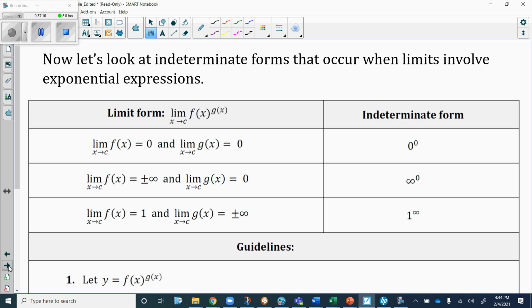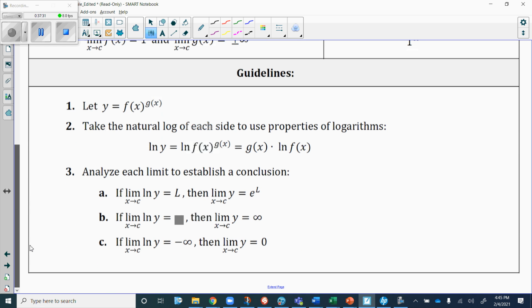So now we're going to be taking a look at the last 3 types of indeterminate forms: 0 to the 0 power, infinity to the 0 power, or 1 to the infinity power. What it's telling you to do is let y equal f of x to the g of x power, whatever that is. Take the natural log of both sides and then try to evaluate it.